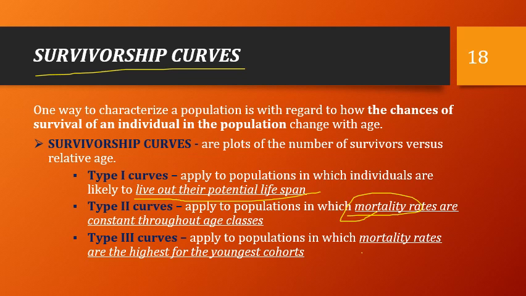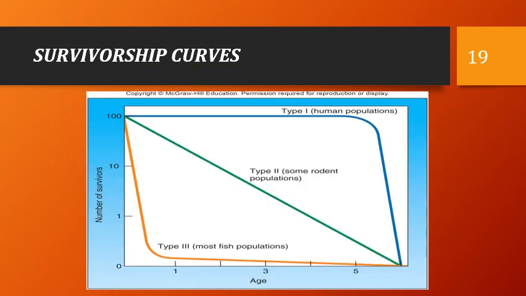Okay, so let's take a look at this example. We have here the type 1 curve. This is a population where individuals tend to live a long time, and most of them survive until old age. It's a gradual slope upward, showing a higher chance of survival for most of life. A very good example is the human population.